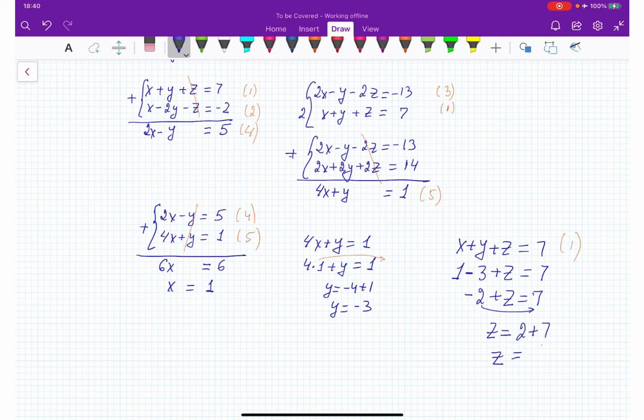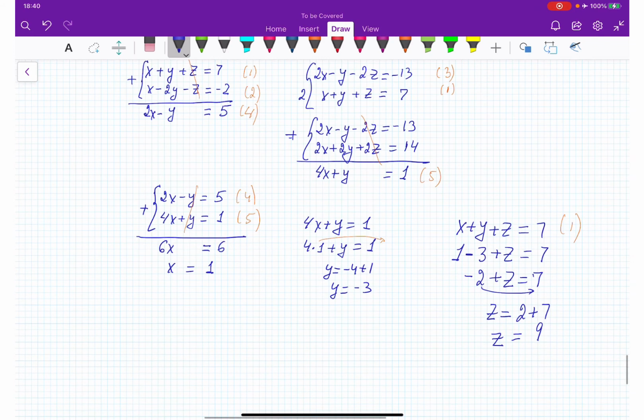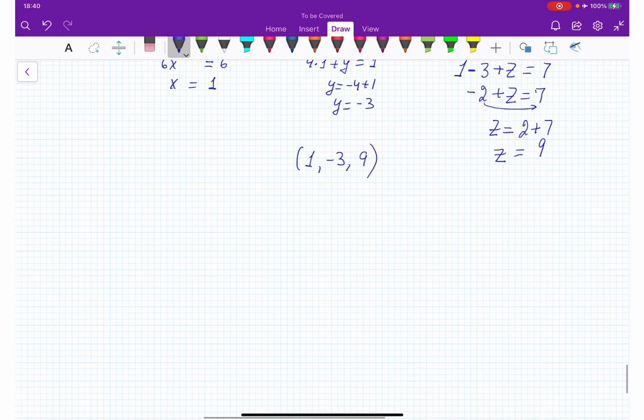So z is equal to 9. Okay, so our solution is x is 1, y is negative 3, z is 9. We write the answer in alphabetical order, x, y, z: 1, negative 3, and 9. Okay. Moving to the next problem.